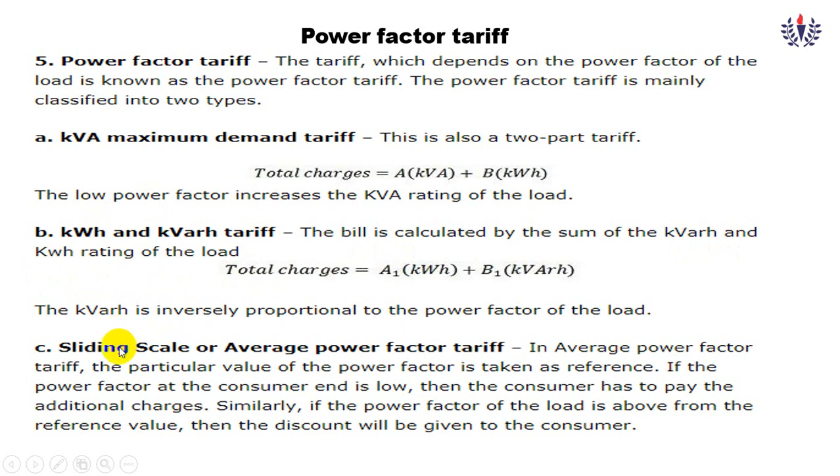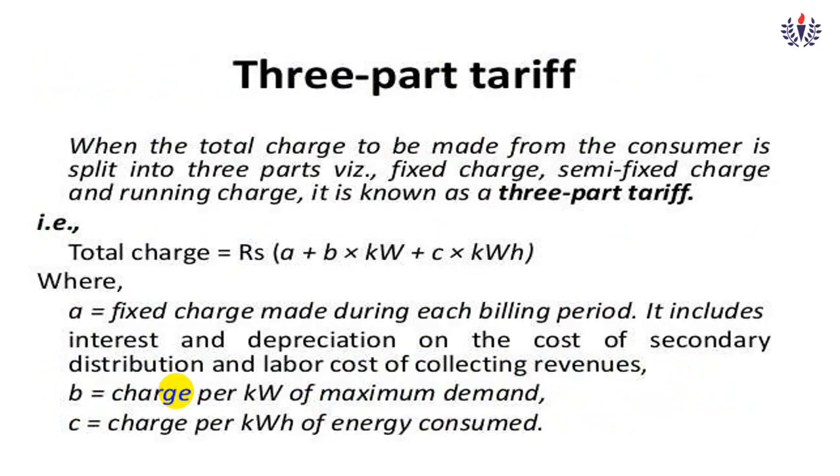And one more tariff is the sliding scale or average power factor tariff. In this, we take the average power factor. A particular power factor is taken as a reference, and if the power factor at the consumer end is low, then the consumer has to pay additional charges. Similarly, if the power factor is above it, they get a benefit. For example, 0.8 is considered as the reference. If it is below 0.8, they have to pay the power factor tariff in addition. If not, they don't have to pay the additional charges.